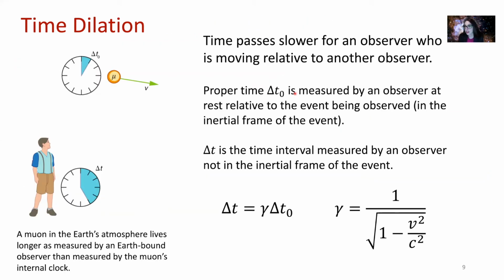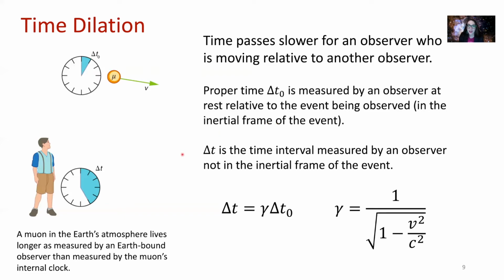With time dilation and length contraction come some equations, and we're going to take a look at those equations here. Time passes slower for an observer who is moving relative to another. That's our idea of time dilation. And we're going to identify a few terms here. We're going to call proper time, delta t sub naught, the time interval that's measured by an observer at rest relative to the event that's being observed. So we could say that this observer is in the inertial frame of the event that's occurring.